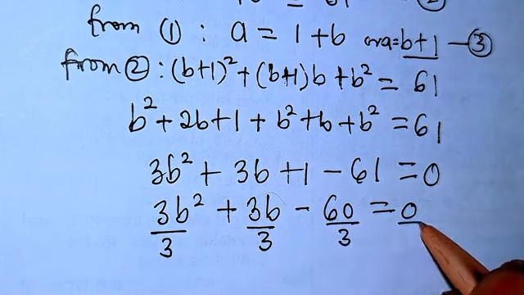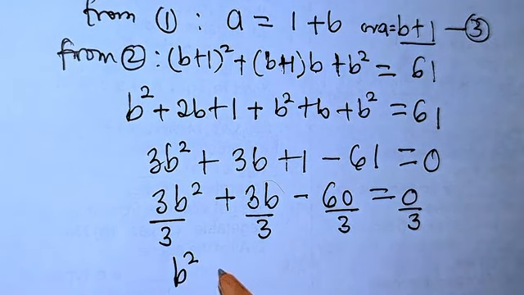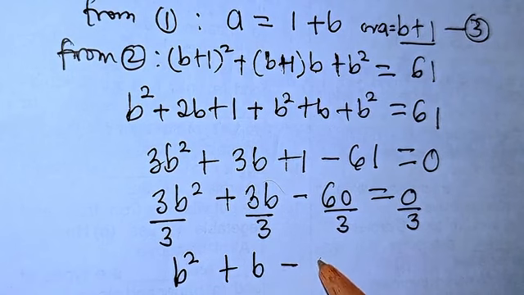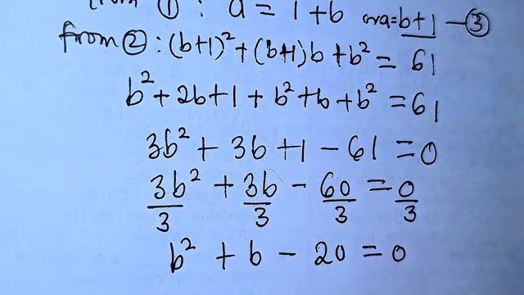Okay, so to reduce the equation, we're going to have b squared plus b minus 20 equals 0. So now we have this quadratic equation, and we need to solve it.